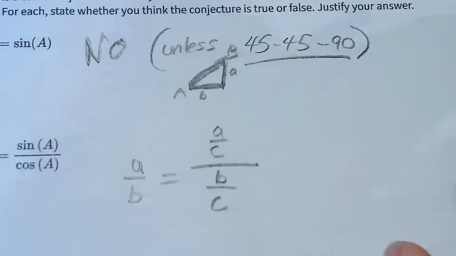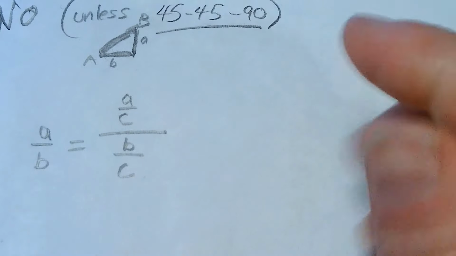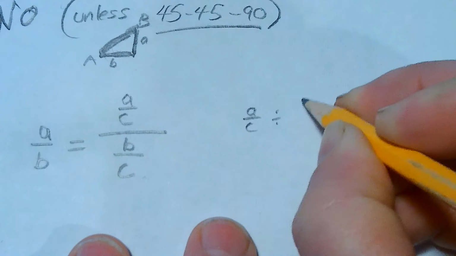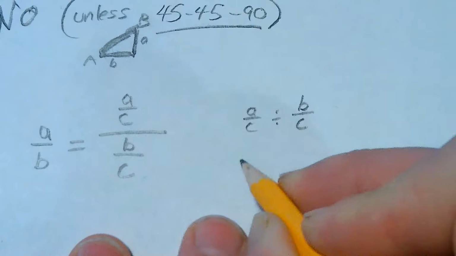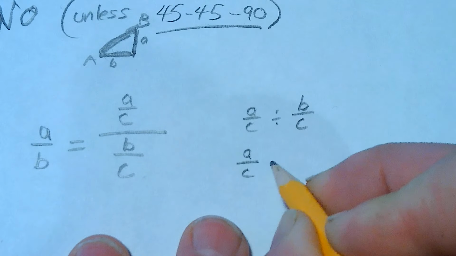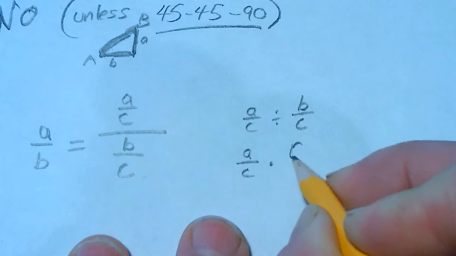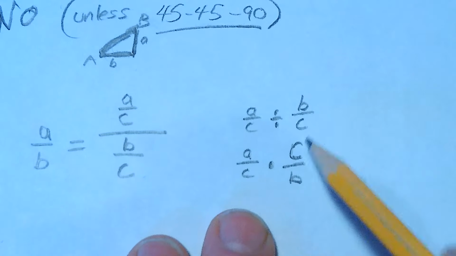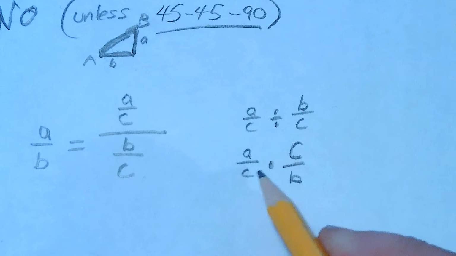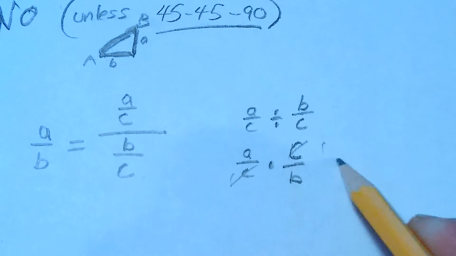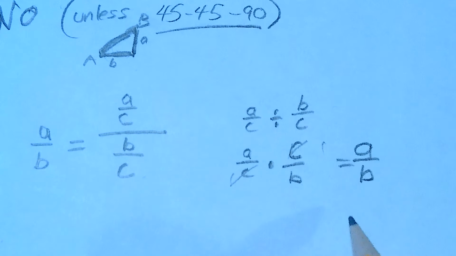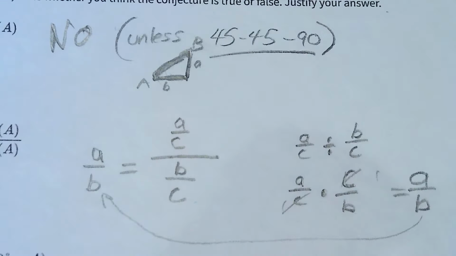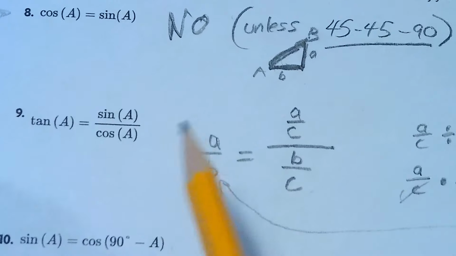Is this true? Yeah, I think they're just reviewing tricky, cool things about fractions, because A over C divided by B over C is the same as A over C multiplied by C over B, right? When you switch from division to multiplication, you flip the second fraction over, and then these simplify to ones, and you get A over B. And look, that's where we started. So cool.